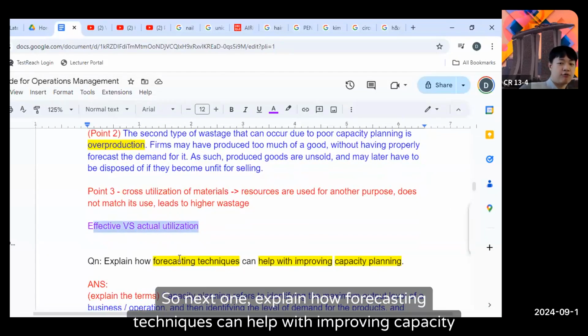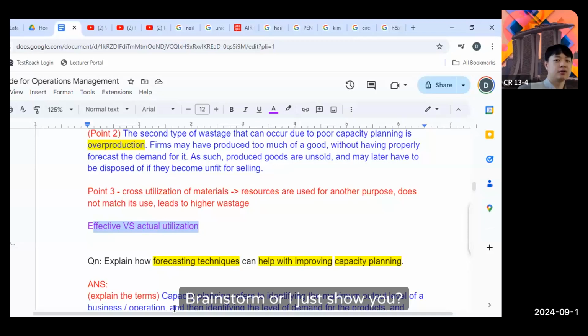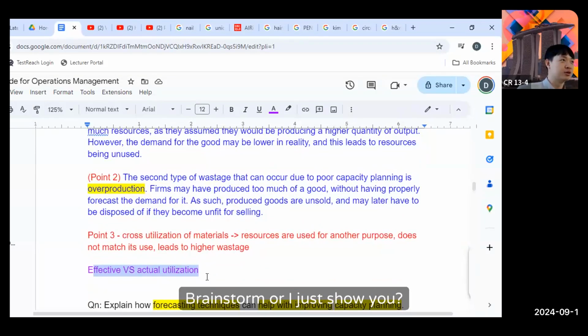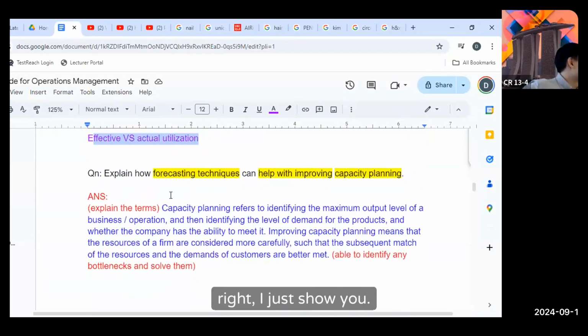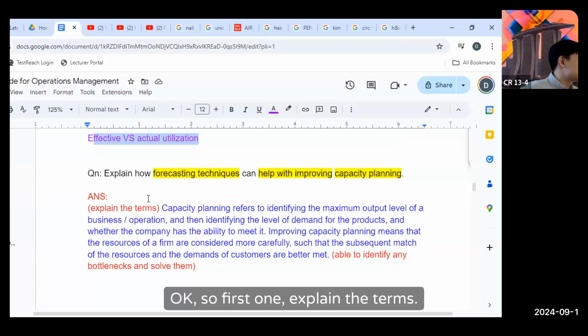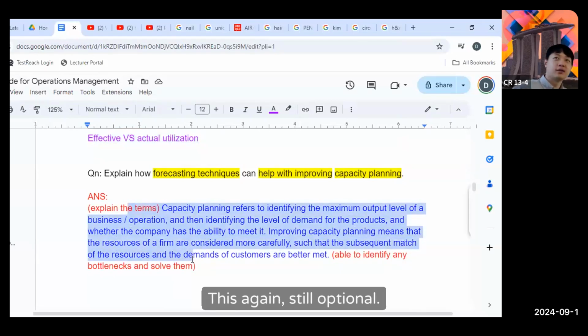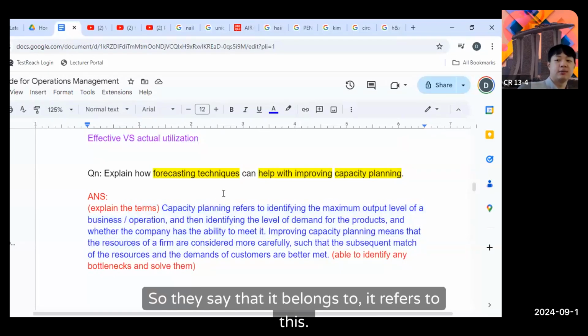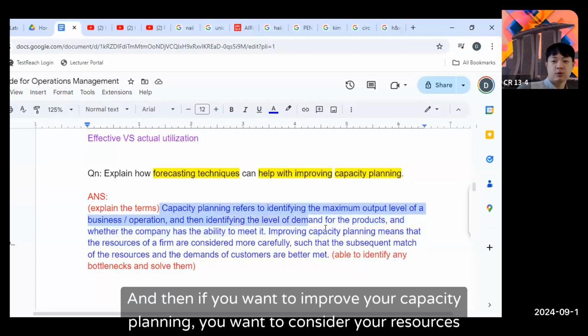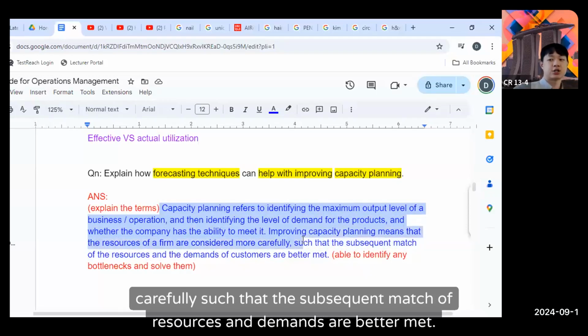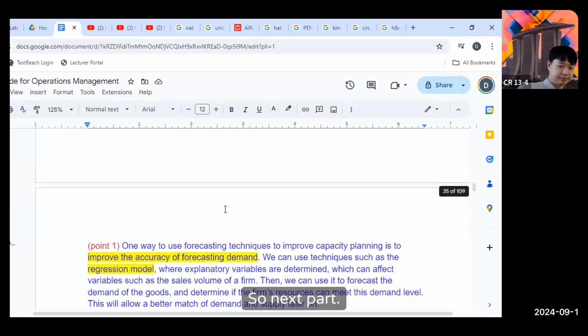Next one: explain how forecasting techniques can help with improving capacity planning. Brainstorm, or shall I just show you? Okay, I'll just show you. First one, explain the terms. This again is optional. You can have it or not. They say that it refers to this. And if you want to improve your capacity planning, you want to consider your resources carefully, such that the subsequent match of resources and demand is better met. So, next part.